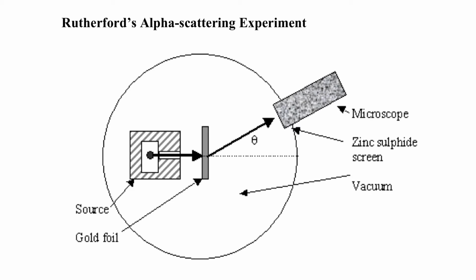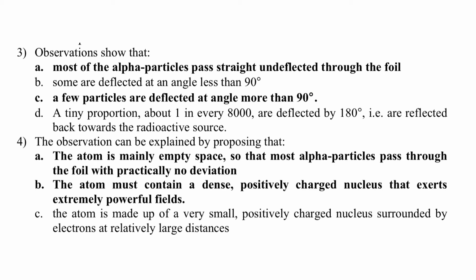Okay, now. So what was his observation? There are a few observations. Some of them are very important, some are not so important. Firstly, he was surprised to see that most of the alpha particles pass straight through undeflected. So what does it mean to pass straight through undeflected?